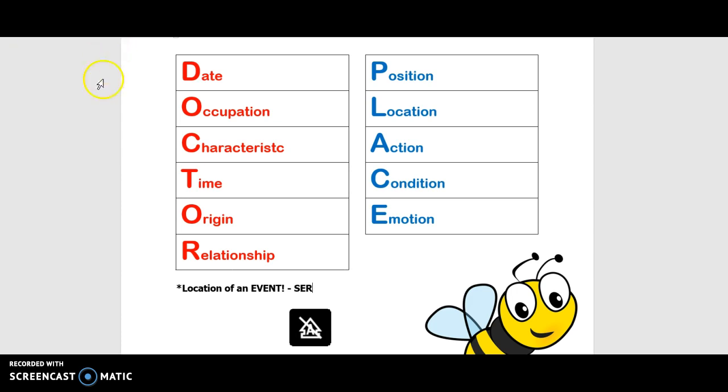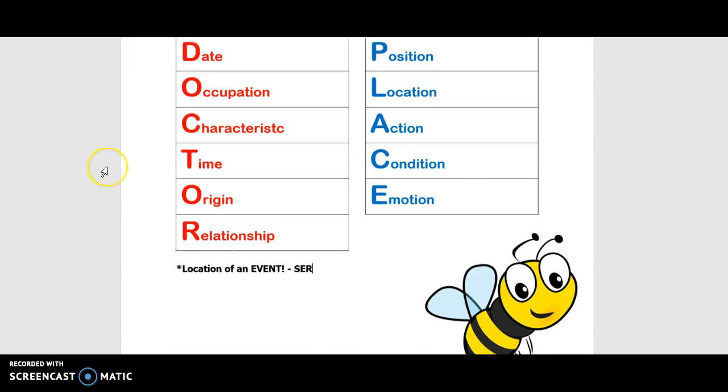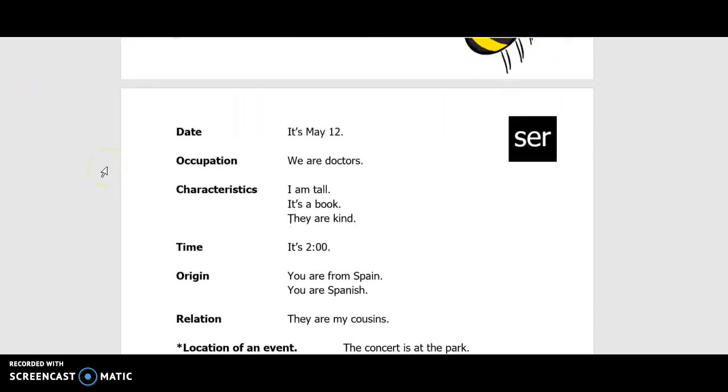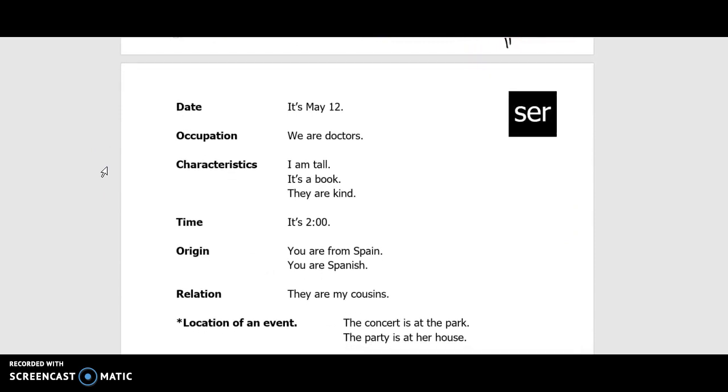Okay, location of event is ser. So remember that. The best way to do this is just to go through. We have a whole bunch of examples in the back of your notes here, and we're going to do a lot of these because the more you do this, the more they just start sounding right, which is what we want. All right, so here we go.